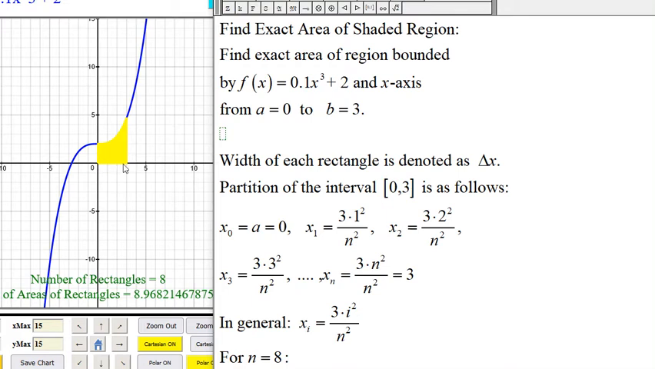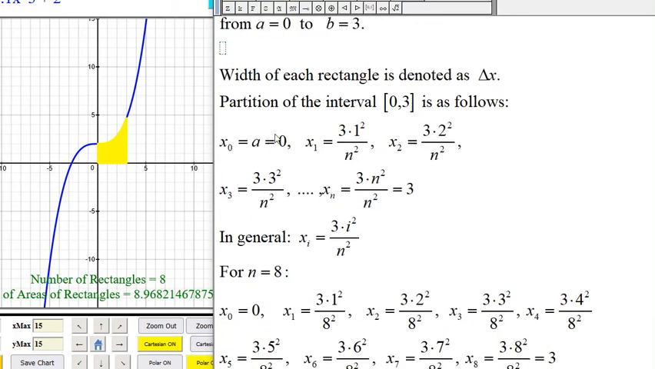And for the interval from 0 to 3, we choose to partition this interval as follows. x sub 0 will be a, which is 0, and then x sub 1 will be 3 times 1 squared divided by n squared, where n squared is the number of subintervals. And so if we fill this up with 8 rectangles, then n would be 8. And x sub 2 will be 3 times 2 squared divided by n squared. x sub 3 will be 3 times 3 squared divided by n squared. And then x sub n is 3 times n squared divided by n squared, which is equal to 3.